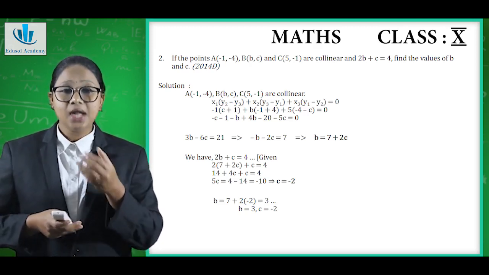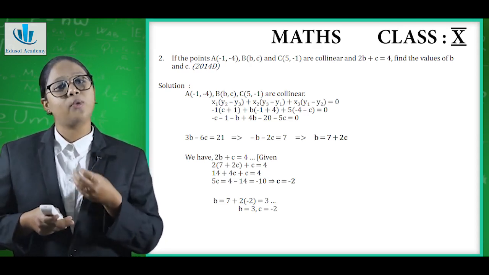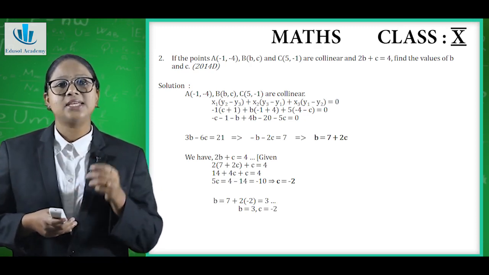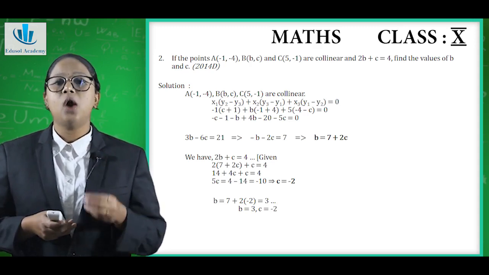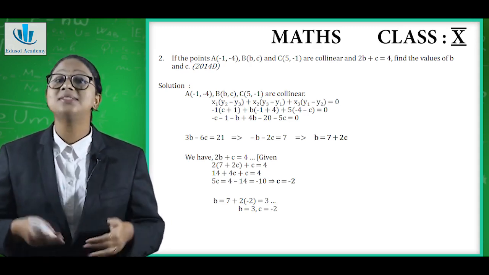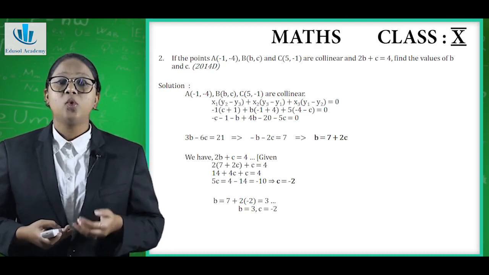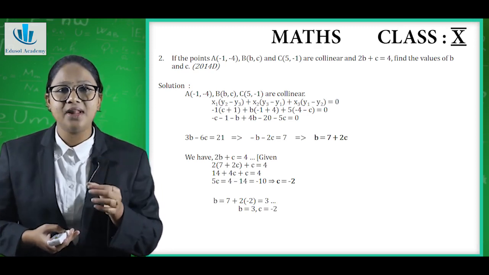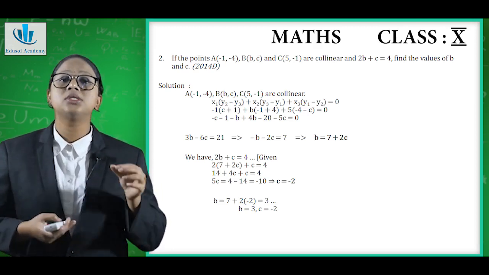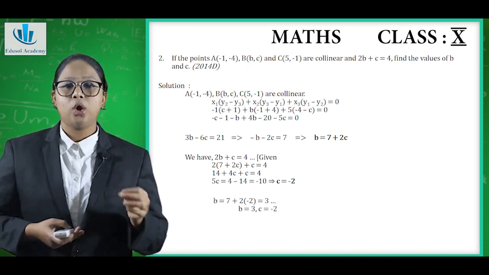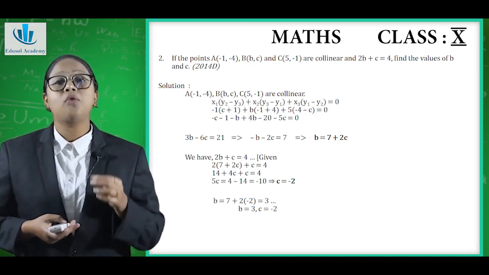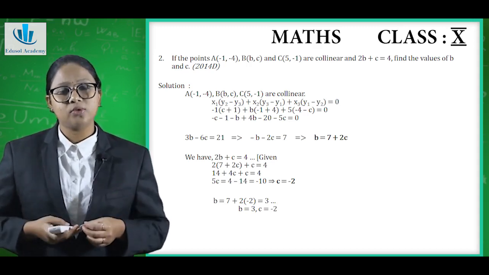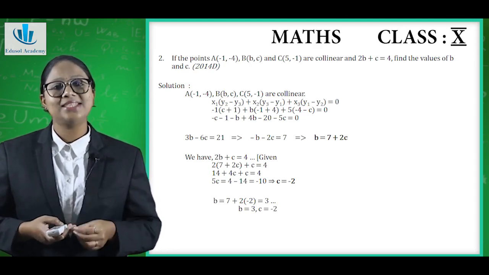Now, we already are given in the question that 2b plus c is equal to 4. So, there are two equations. b is equal to 7 plus 2c and 2b plus c is equal to 4. Now, those are linear equations in two variables. Revise back to chapter number 3. We can use the substitution method here. We can put the value of b as 7 plus 2c in the equation 2b plus c is equal to 4. On solving it, we will get the value of b as 3 and the value of c as negative 2. So, the answer to the question, b is equal to 3 and c is equal to negative 2.